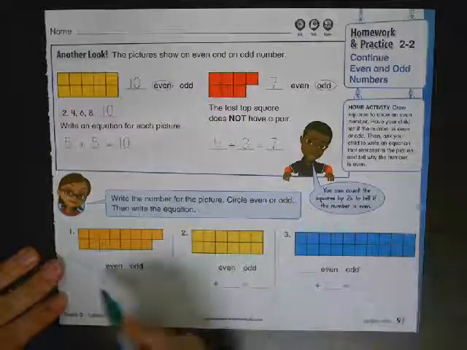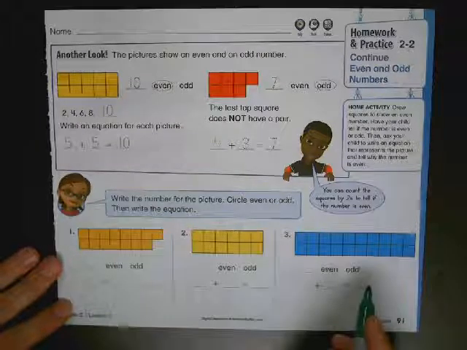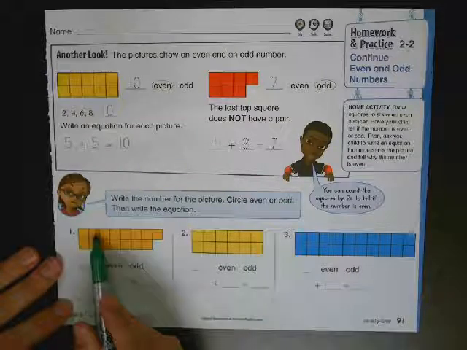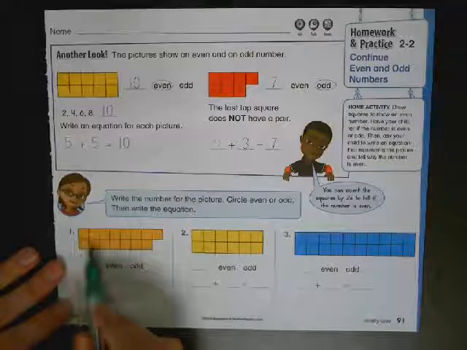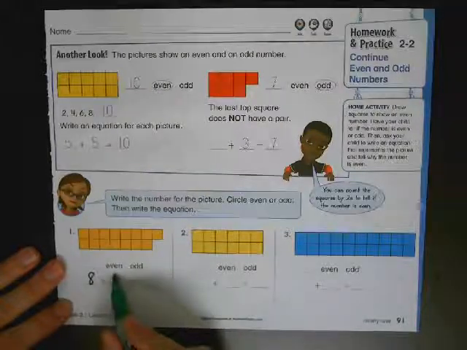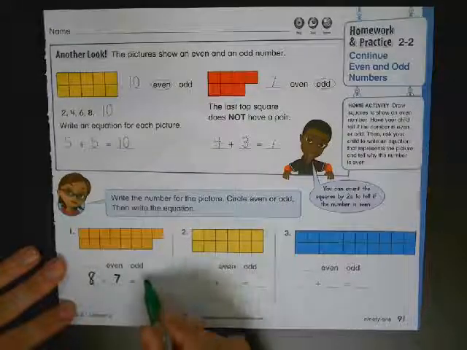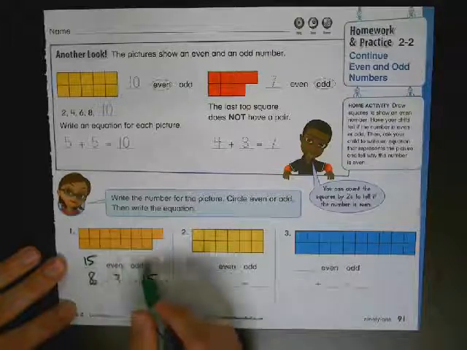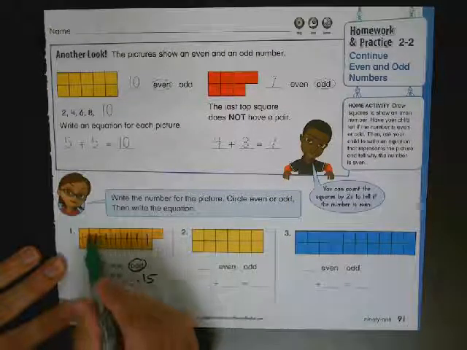Down at the bottom, write the number for the picture, circle even or odd, then write the equation. First one, we have 1, 2, 3, 4, 5, 6, 7, 8 across the top. 1, 2, 3, 4, 5, 6, 7 across the bottom. 8 plus 7 is a fact that they need to have under control. It's a near doubles fact. 8 plus 7 is 15. 15 is odd because these have no matching.